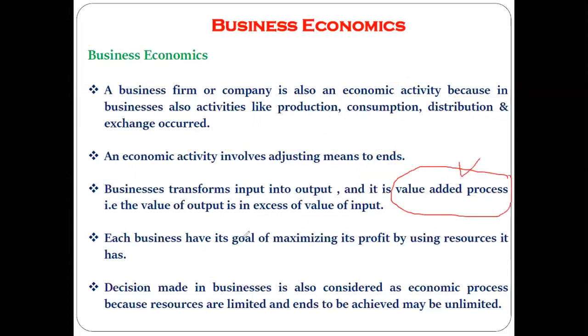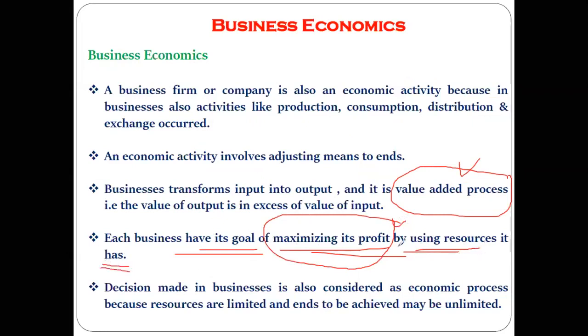Okay, now different businesses have their main goal. The main goal is nothing but maximizing their profit. Okay, that is the main goal of different kinds of businesses. What? Maximizing their profit by utilizing whatever resources are available there, whatever limited resources are available there. The main goal of the different businesses is what? To maximize the profit, to generate the maximum number of products using that limited number of resources.